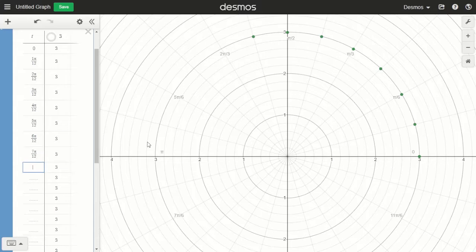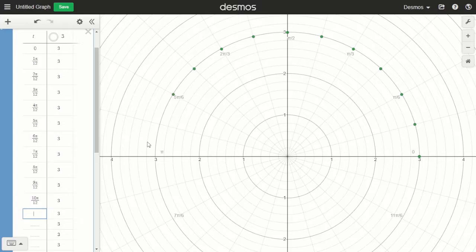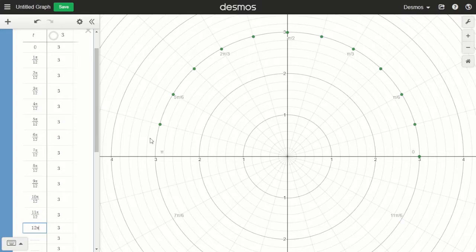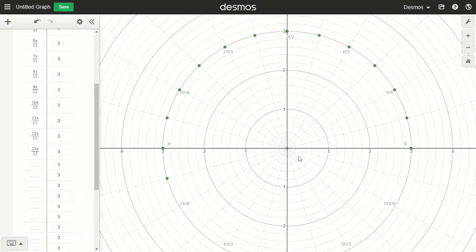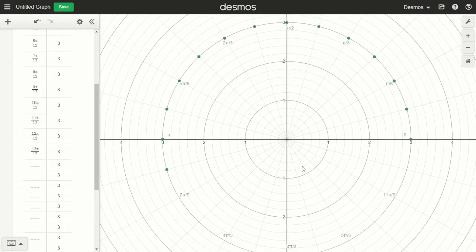Then 8 pi over 12. Here we have 9 pi over 12, 10 pi over 12, 11 pi over 12. These points are all lining up right there. And then 12 pi over 12, and then 13 pi over 12. We keep having more points popping out, but they're all on that nice circular path centered right at the pole.